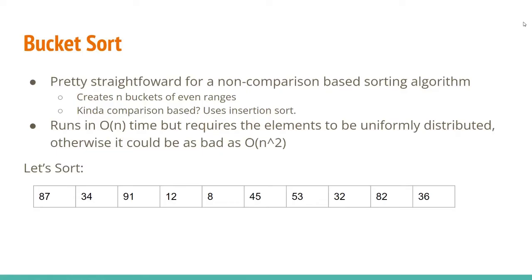What this essentially means is if we have 100 values between the numbers 0 to 10, and then we have one value that's like 201, we don't really have a uniformly distributed original array. So we would have one bucket that had many different elements, and we would have to sort it using insertion sort, and then our runtime would go to O of n squared.